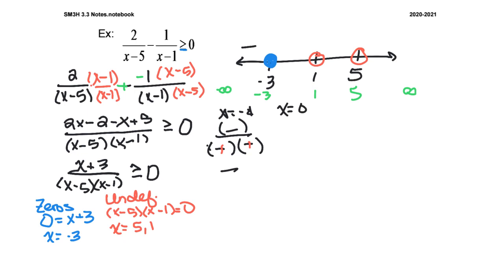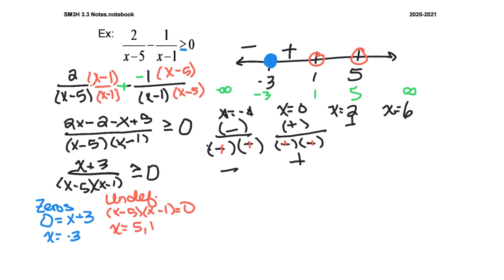Next, let's test 0. With placeholders for those factors, when I input 0, I get 0 plus 3, so that's positive. And then 0 minus 5 is negative, and 0 minus 1 is negative. A negative times a negative is a positive. So I have a positive divided by a positive, which is positive, which means those values are always above the x-axis. And then let's do x is 2 and x is 6.